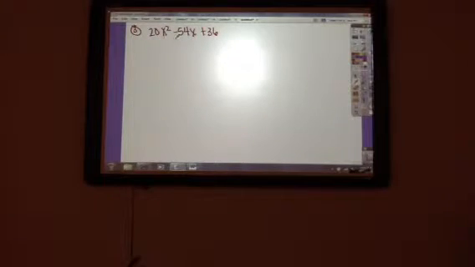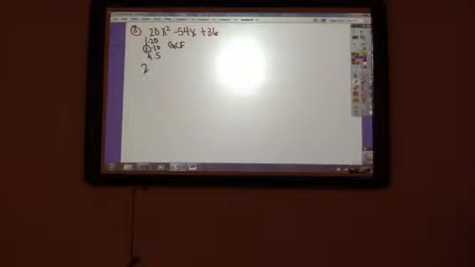Okay, so 20x squared minus 54x plus 36. We need to find the GCF of these three numbers, 20, 54, and 36. I'm going to write down the factors of my smallest number. That way I can see what my options are. 1, 2, 4, 5, 10, and 20. Those are the options I have for my GCF. And there is no bigger number outside of 2 that will go into both 20, 54, and 36. So 2 is my GCF.